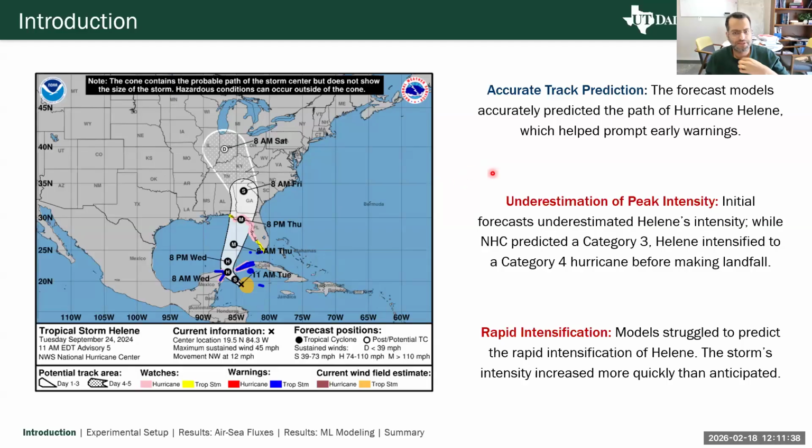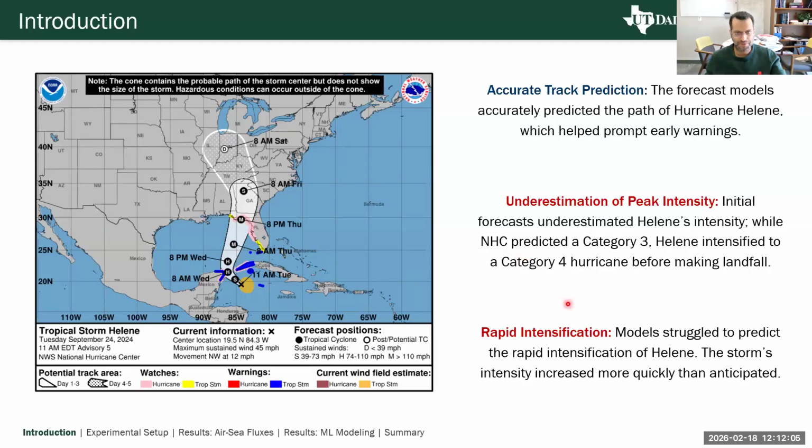But at the same time, the intensity was underestimated. The hurricane that was expected to be a category 2 or 3 ended up as a category 4, and that caused a lot of damage as well. In Hurricane Helene, I believe we had more than $90 billion worth of damage, and unfortunately, the loss of 230 people.